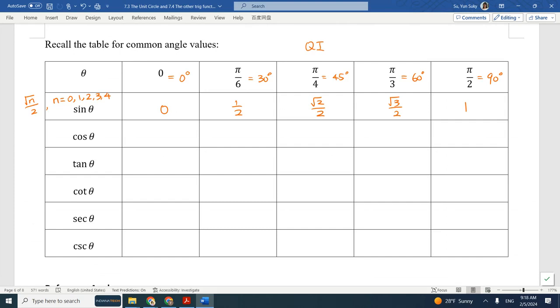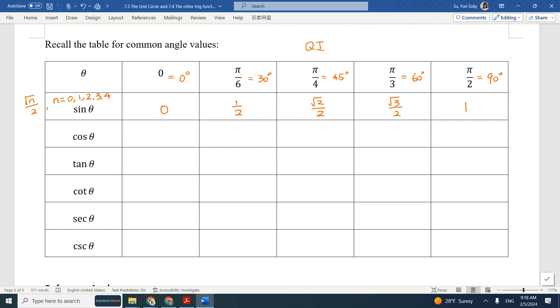Okay, then you can fill out the first row. So write this down. This is so important. Instead of remembering all the numbers, just remember this pattern. That's the first row. Is everybody okay with the first row?